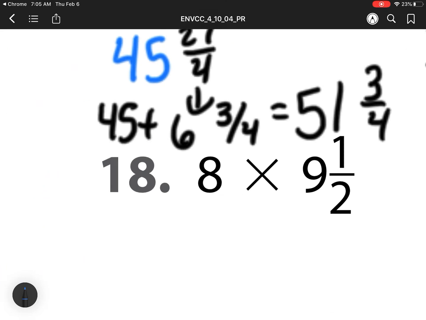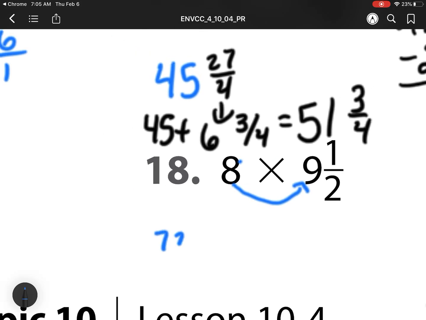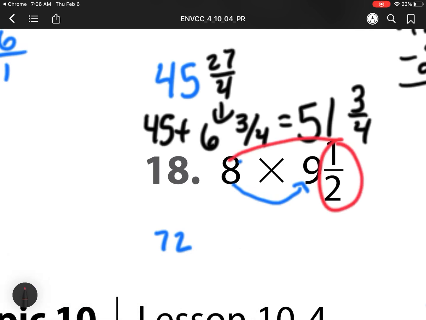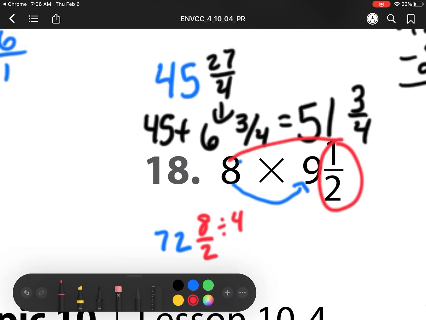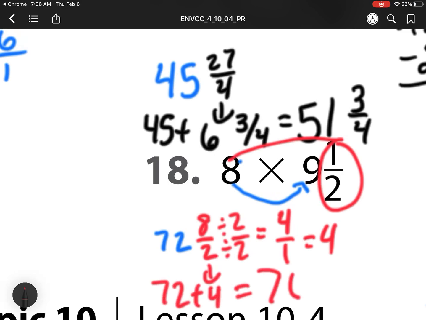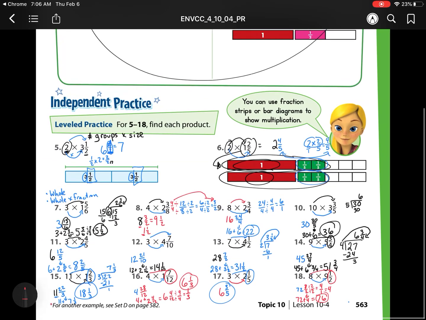Number 18. Remember, multiply those whole numbers. 8 times 9 is 72. And then I need to multiply the mixed number with the fraction part. So 8 times a half is 8 halves. And what I know about that is I can simplify or reduce. I can divide it by 2 and divide that denominator by 2, which gives me 4/1, which is the same as 4 wholes. So I have 4 plus 72. My answer is 76. Now we're ready for the next page.